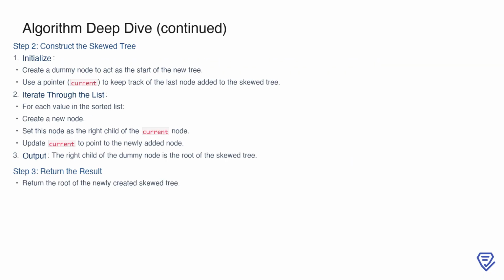Once we have the sorted list of node values, the next step is to construct the skewed tree. We start by initializing a dummy node, which acts as a placeholder for the beginning of the new tree. A pointer, called current, is used to keep track of the most recently added node in the skewed tree. With these preparations, we iterate through the sorted list. For each value in the list, we create a new node, attach it as the right child of the current node, and then update the pointer to this newly added node. By the end of this process, the right child of the dummy node becomes the root of the new skewed tree. Finally, we return this root as the result.